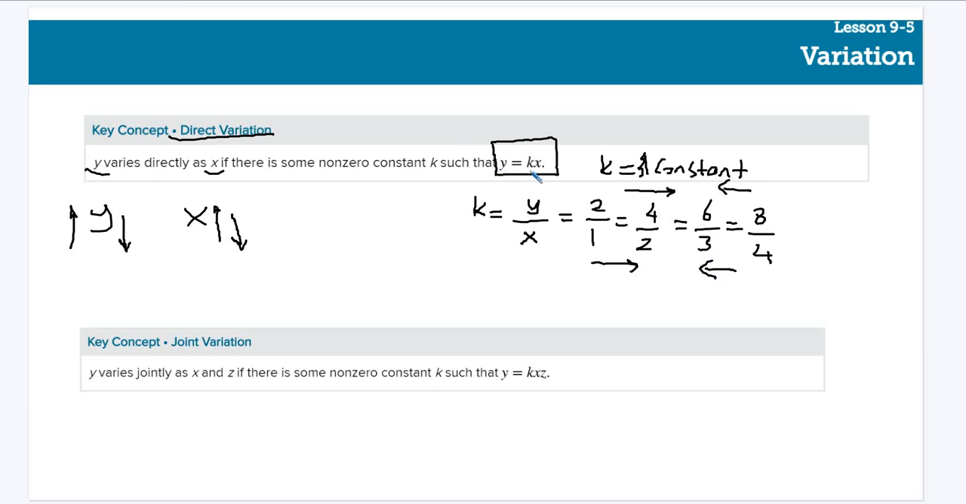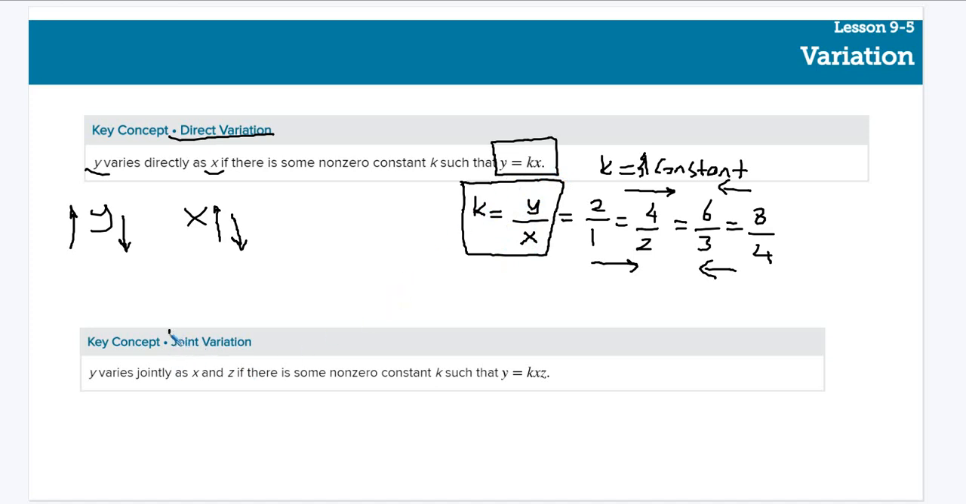And the formula is this: y is equal to kx. Or you will see us work with k is equal to y over x. These two are the same. We will use either of them to solve the given questions. Alright, k is equal to y over x, or y is equal to k times x.